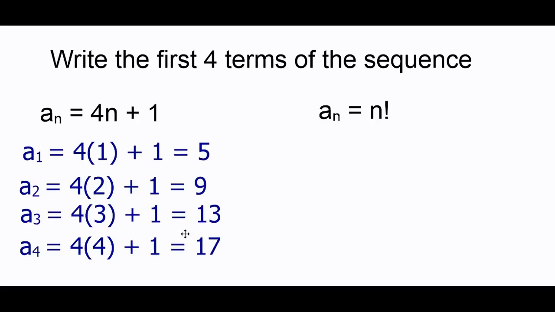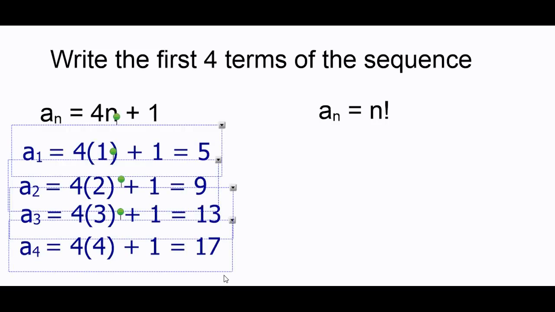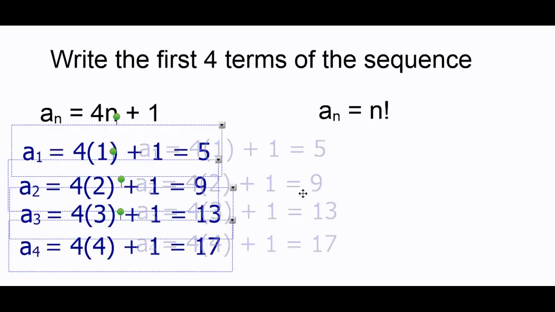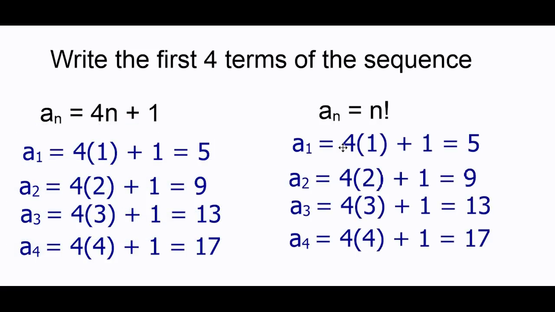So that's how we find the first 4 terms: I take my values 1, 2, 3, and 4, and I replace them in the rule. So let's do the same thing for this other one. I'm going to go ahead and copy that over here. So a sub 1, now this time I have a different rule.